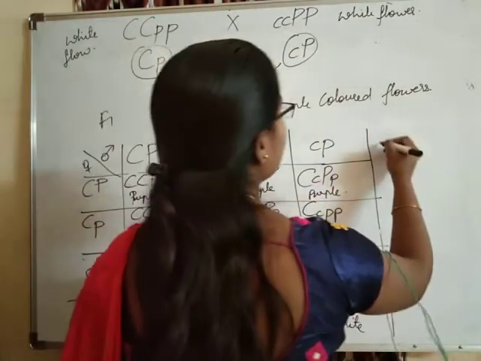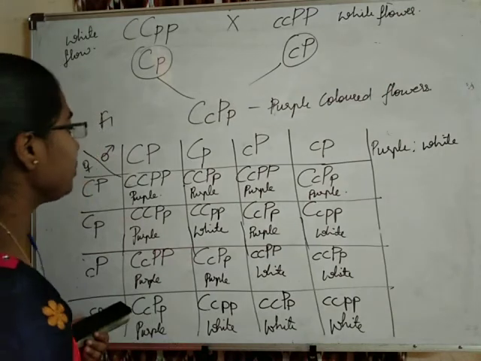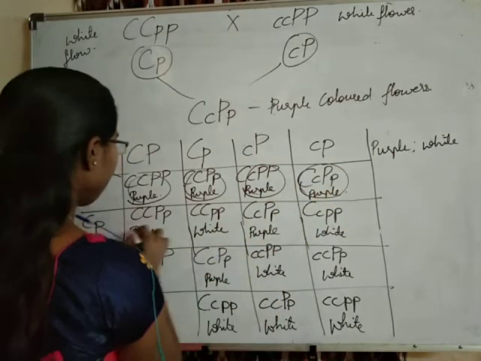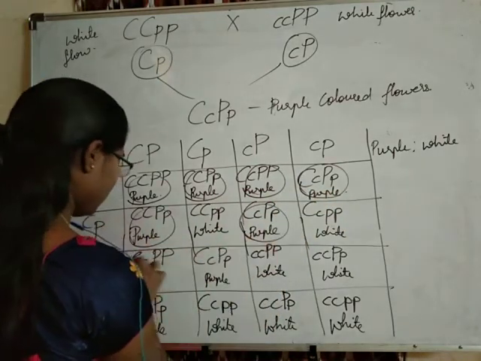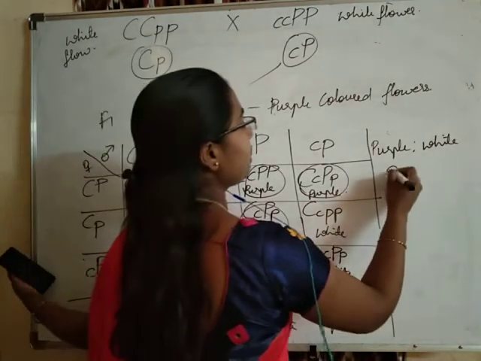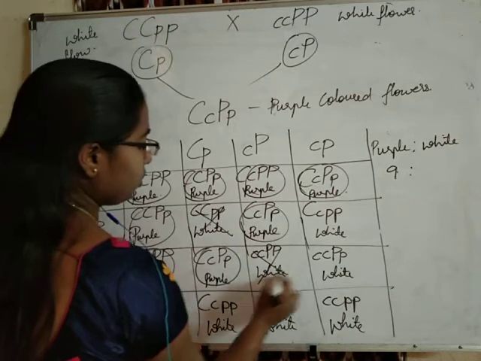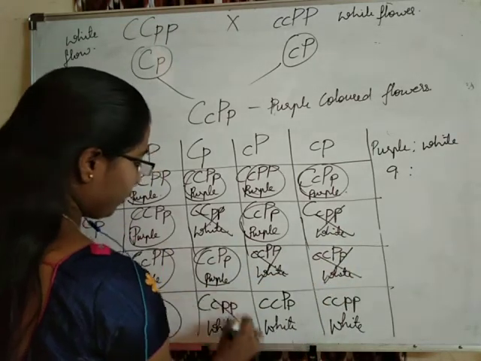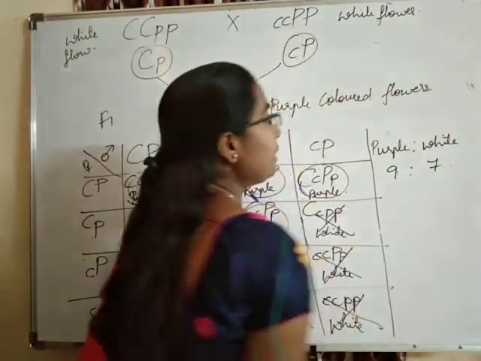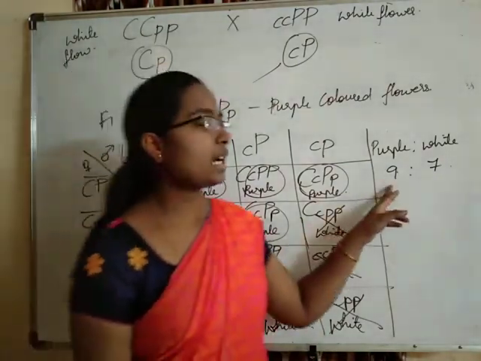Okay, so let us take the purple to white ratio. I will circle the purple colors. Purple 1, 2, 3, 4, 5, 6, 7, 8 and 9. So 9 were purple. And how many are white? Let us see. 1, 2, 3, 4, 5, 6 and 7. So all the remaining are white. So purple to white ratio is 9 to 7. Purple to white ratio is 9 to 7.